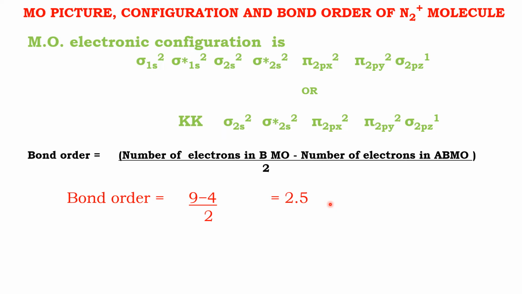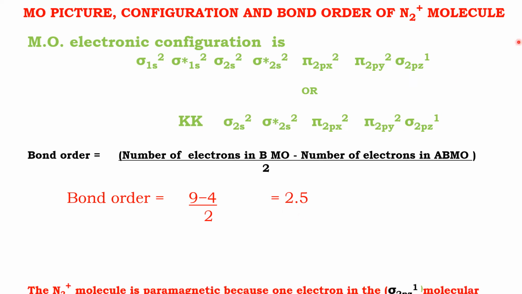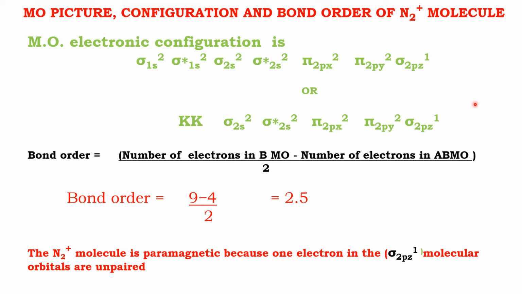In case of nitrogen, the bond order was 3. One electron has been lost from the bonding molecular orbital. Hence the bond order of N2 plus is 2.5. This clearly shows that this molecule is paramagnetic to the extent of one unpaired electron. Why? Because in the sigma 2pz there is only one electron. Hence this molecule is paramagnetic.